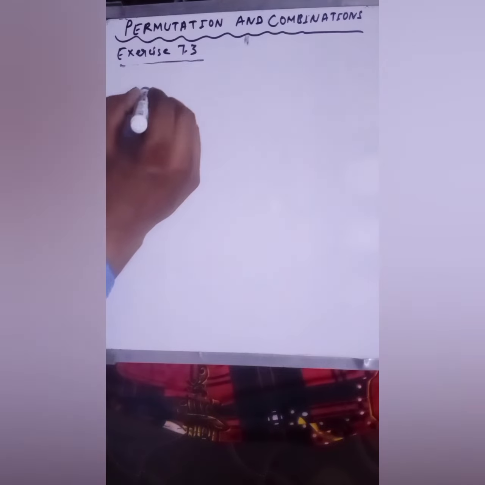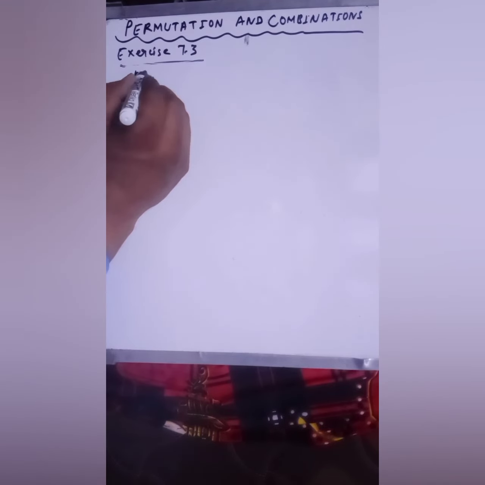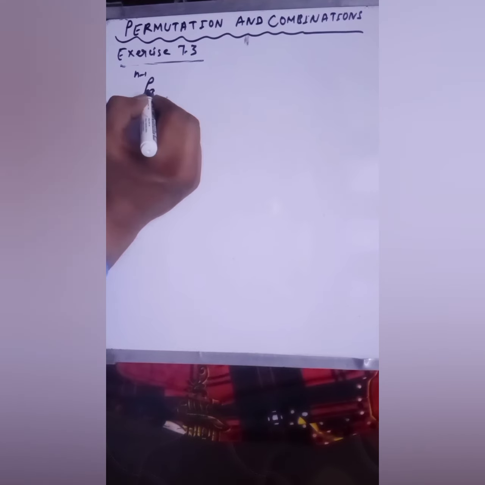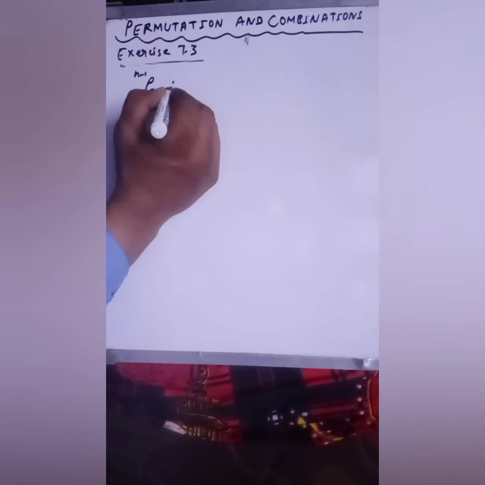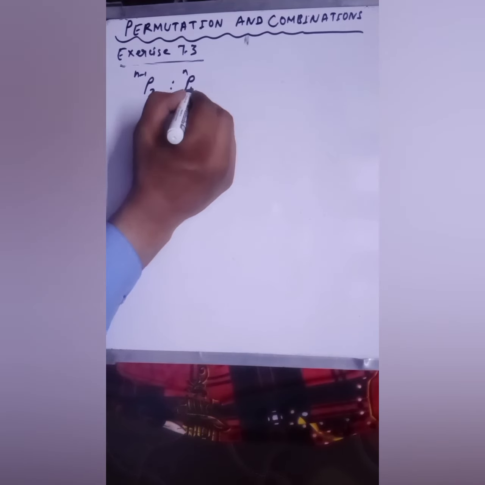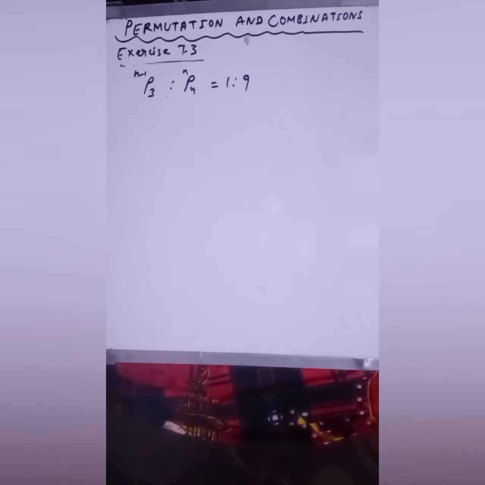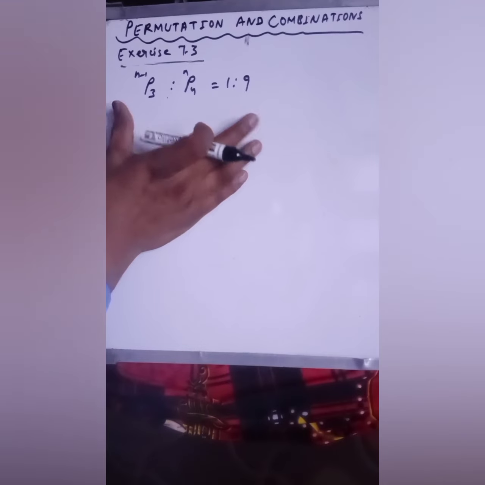In question number 6 we have to calculate n, P(n-1, 3) to P(n, 4), the ratio that is equal to 1 ratio 9. This is given to us, and we have to find out the value of n.